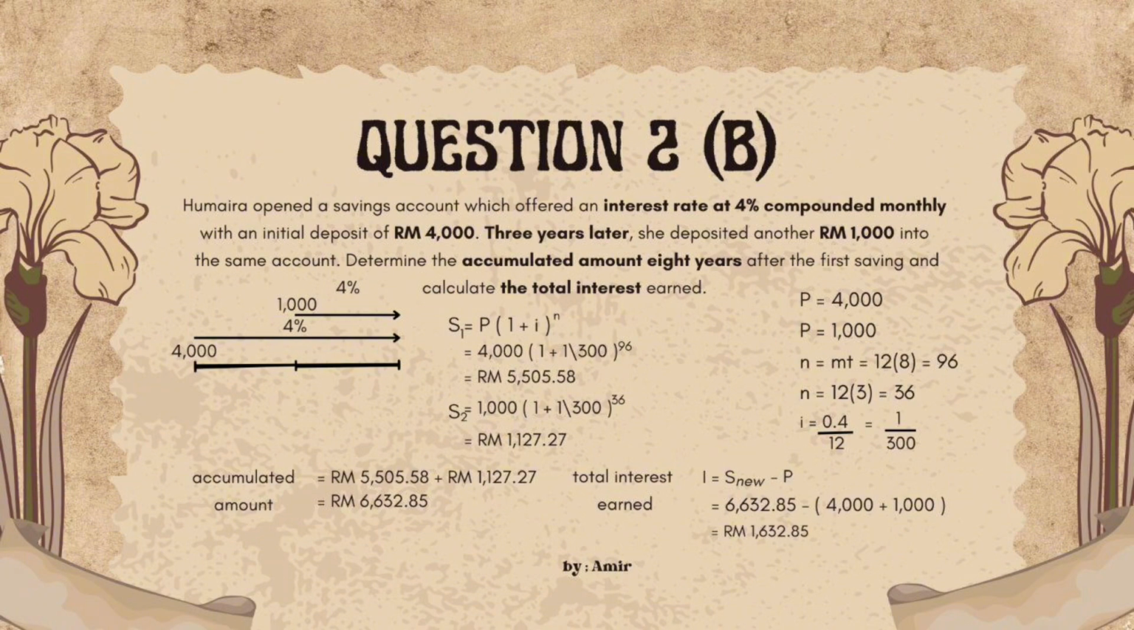So the formula of total interest earned is I equal to S new minus P, which is 663.85 minus in bracket 4000 plus 1000 close the bracket. And the answer you will get for the total interest earned is 163.85. And the next chapter is annuity.